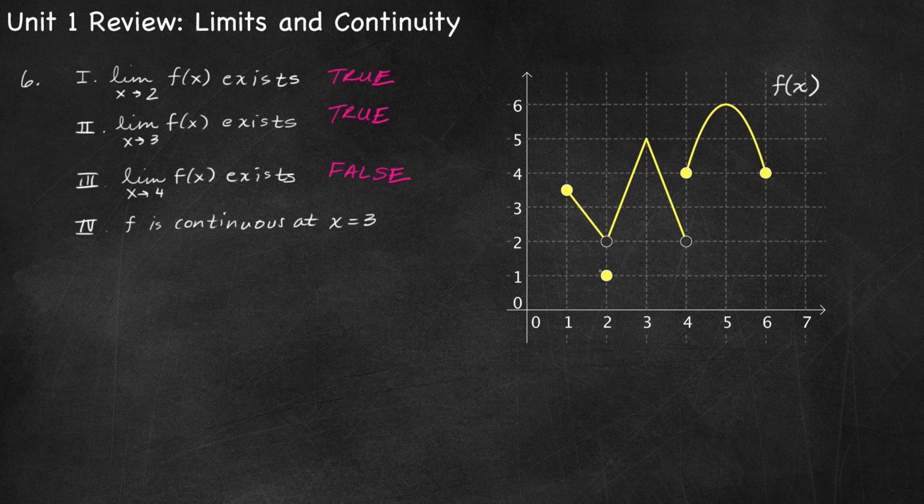And statement 4, f is continuous at x equals 3. So here, f of 3 equals 5. And we already saw that the limit as we approach from the left and the right is equal to 5. F of 3 is equal to the limit of f as x approaches 3. Therefore, yes, it is continuous at x equals 3, that is a true statement. So 1, 2, and 4 are true.